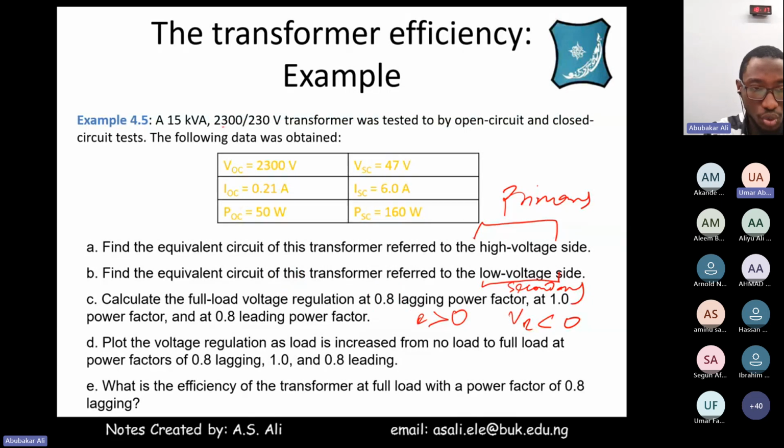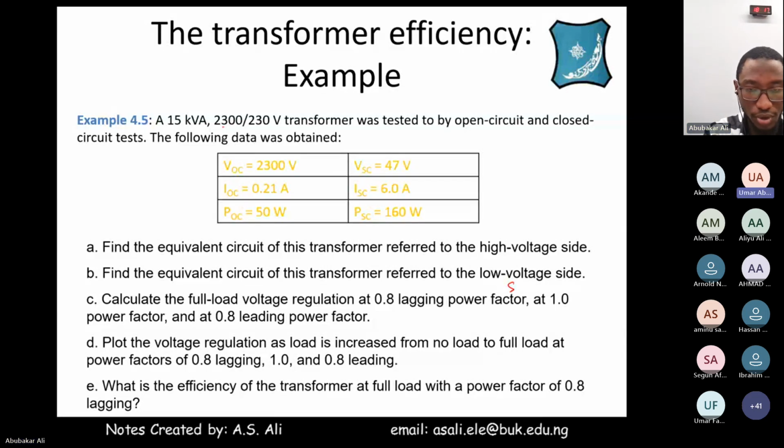And then next is to plot the voltage regulation as load is increased, from no load to full load. So we want to see how this transformer will behave. We have no load on it. Then we start to add some load. We keep adding until it is at full load. And we want to see this at different power factors, 0.8 leading, 1.0, and 0.8 lagging. And lastly, we want to find the efficiency of this transformer at full load with a power factor of 0.8 lagging. All right. Is that clear?